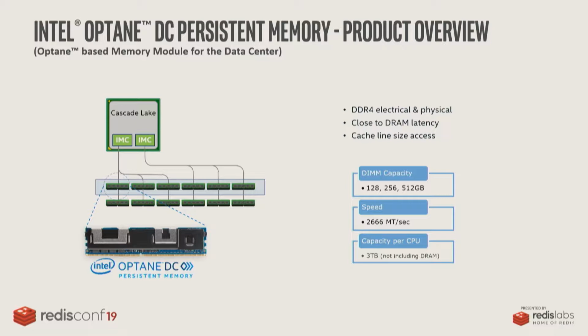Close to DRAM latency, as I mentioned. Cache line access granularity, think of it as memory. You access it just like any other memory. It will have larger capacity: 128, 256, and 512 gigabytes per DIMM in the first generation. What that means is that in a two-socket system, if you populate six 512 gigabyte DIMMs per socket, you will have 6 terabytes of memory per system. And it will be cheaper than DRAM too, at about $1 per gigabyte.